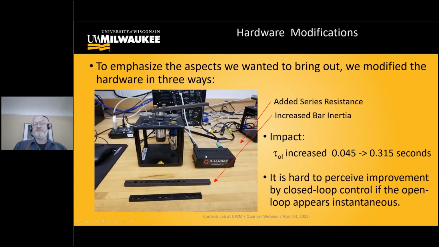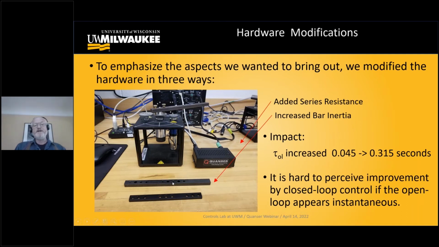We get about a factor of 2 increase in the time constant from that. And then the second is to change the link. So here's a link that we made here at UWM. I think we manufactured these, or Quanser may have made them for us. And here's the original link.